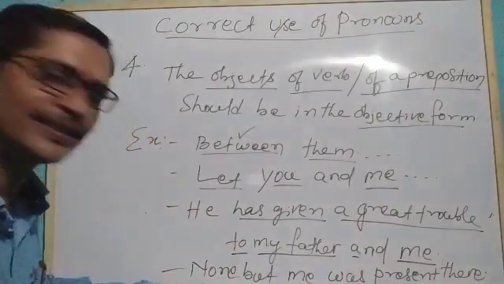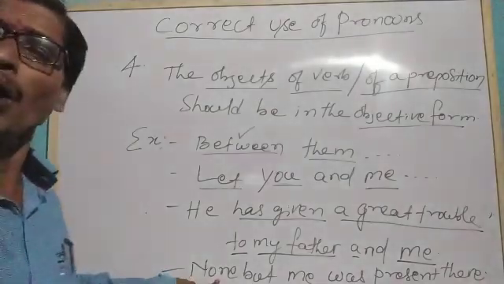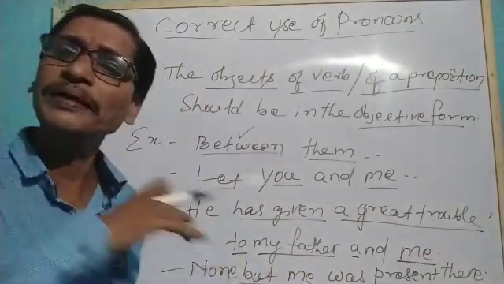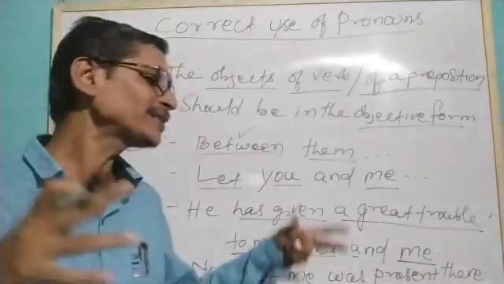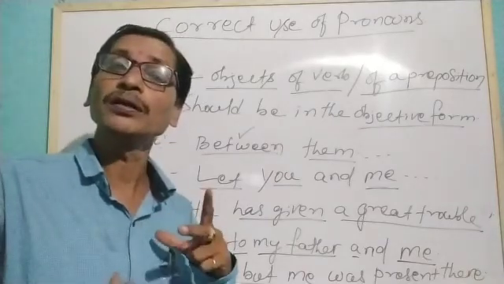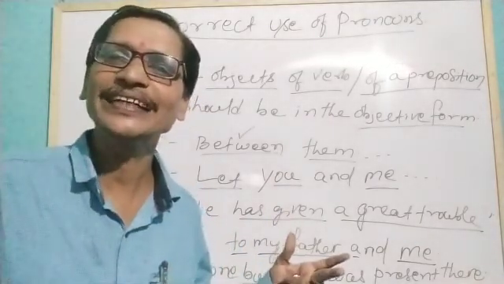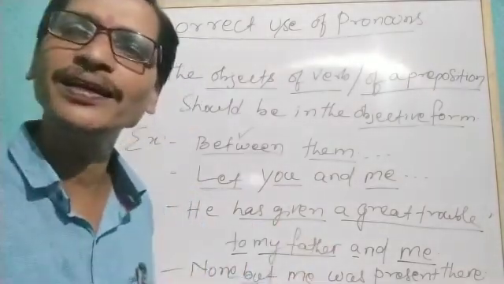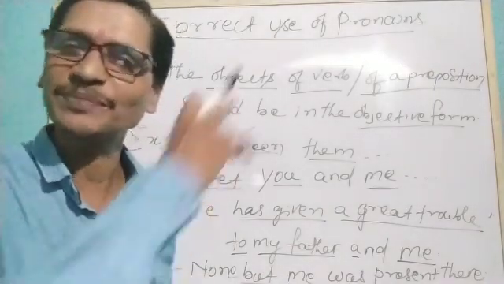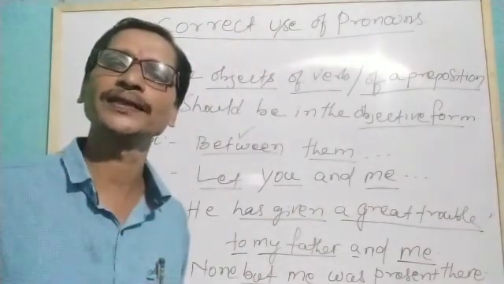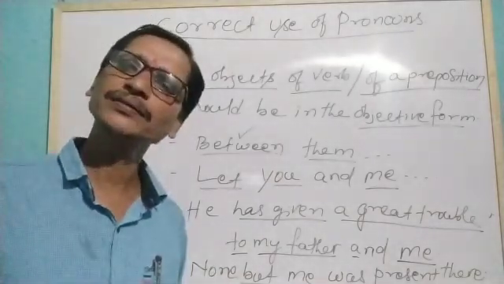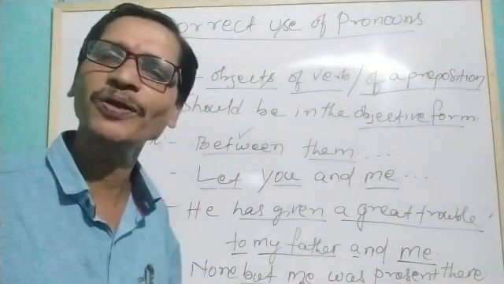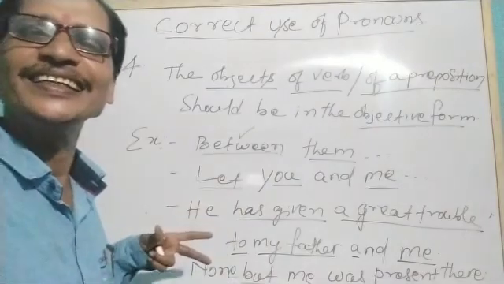Here another example is given. None but me. Here you see, after 'but', 'me' is the objective form. What's present there? None but me. We cannot write 'none but I', and we cannot write 'none but myself'. We must write 'but me'. Nothing can be used except 'me', which is the objective form. Understood?